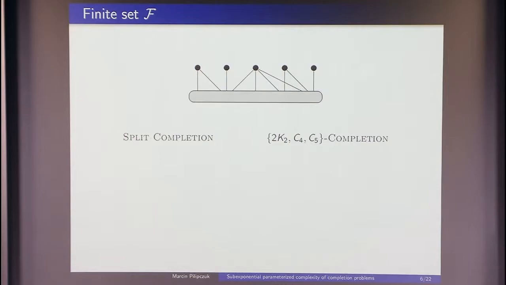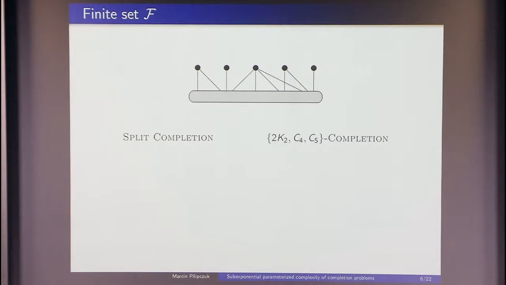Now I want to add edges to have a split graph, which means that I want to add edges to kill all such induced subgraphs. Is my graph a split graph? Well, not. Here is C4, for example. Given C4, you can add this edge or this edge to kill it, so it branches into 2 directions. For C5, that's 5 directions. For 2K2, that's 4 directions.